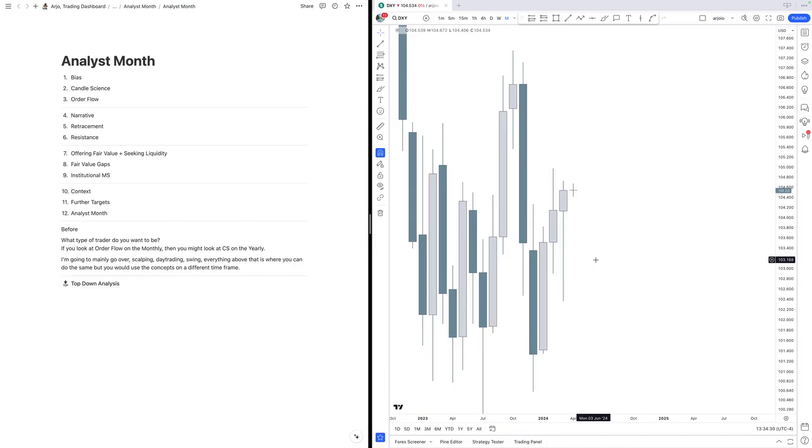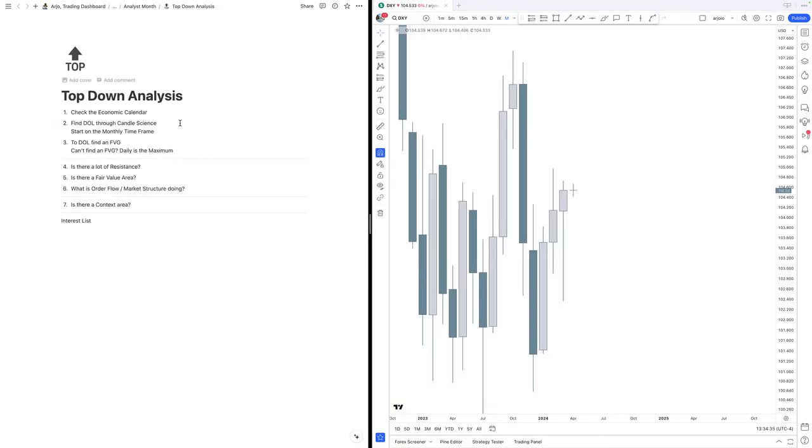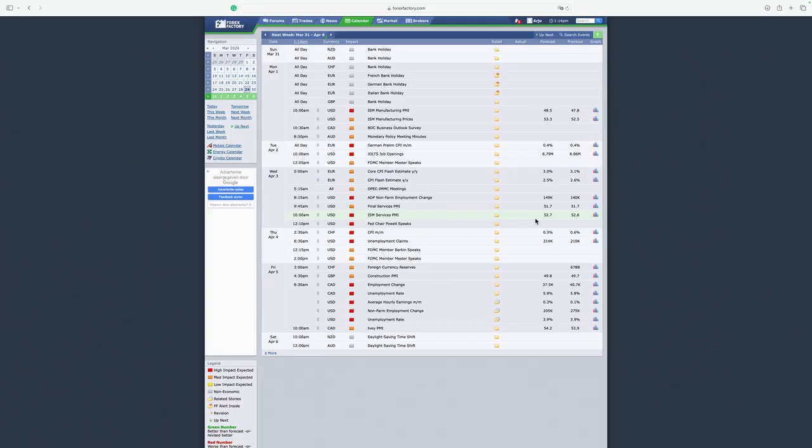Now, from that understanding, we can now dive into the top-down analysis we see on the left side of our screen. The first thing I always do in a top-down analysis is I check the economic calendar. And what do I mean by that? Remember when we talked about those news days, we briefly touched on it in the Analyst Month, but we're going to dive deeper into the execution month. But for top-down analysis, to again, not waste our time, we need to understand where we have news.